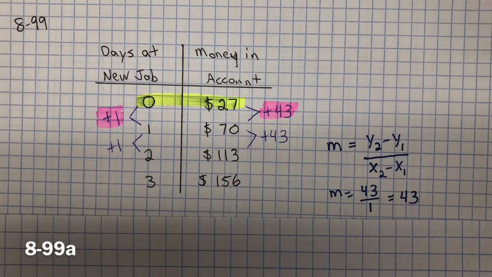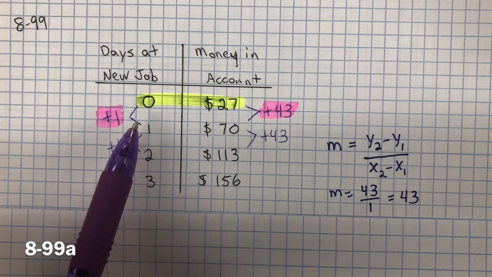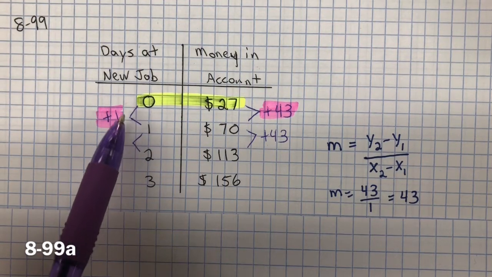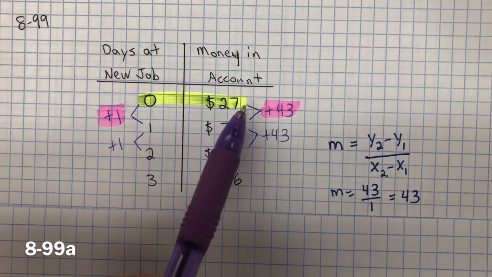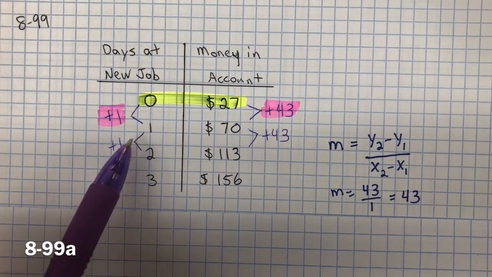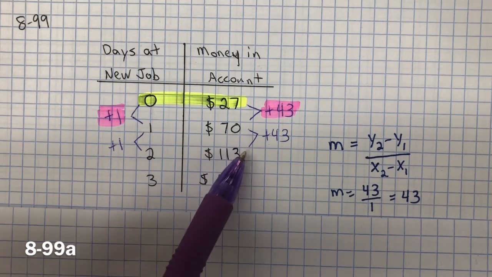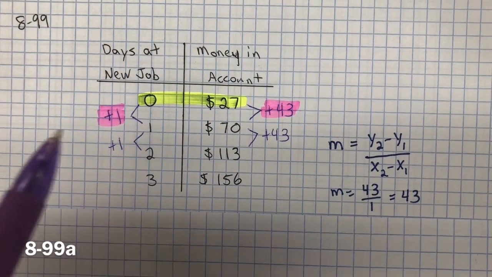For problem 899, you need to write a rule for the amount of money in Francis's account. So first we want to find out the rate of change. You can see for every day at his new job, as that increases by 1, the amount of money in his account increases by 43. And that's at a constant rate. Every day is $43.